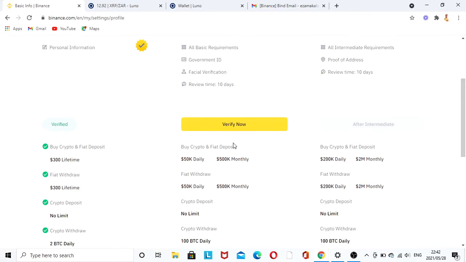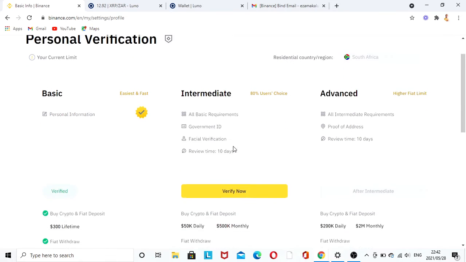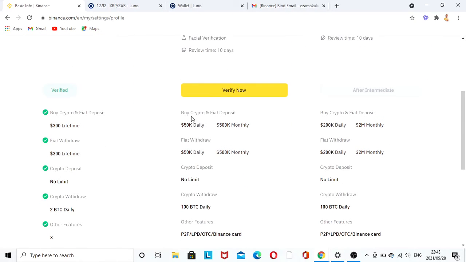So let's see what you actually get with this one, right? You can buy crypto and make a fiat deposit of up to 50k daily, and 500k per month, right? And then there's fiat withdrawal, so you can withdraw about 50k daily, 500k monthly.